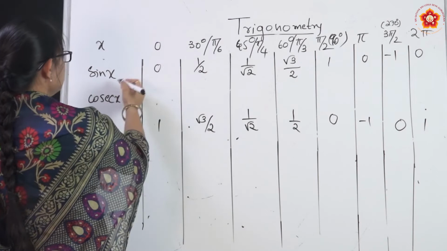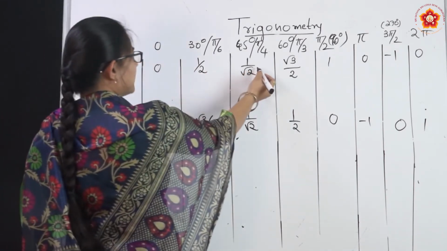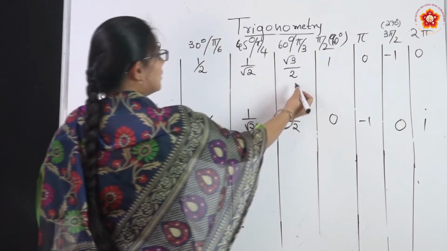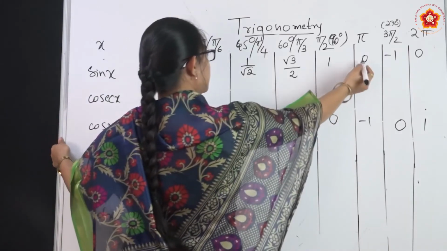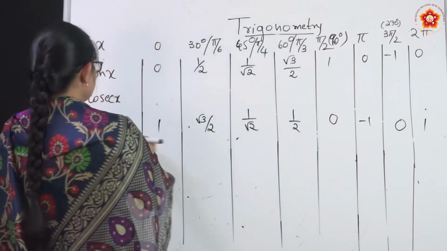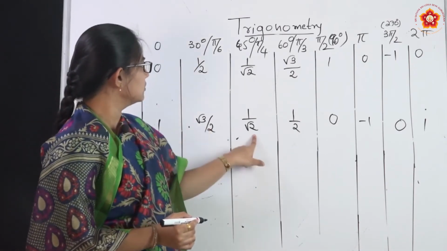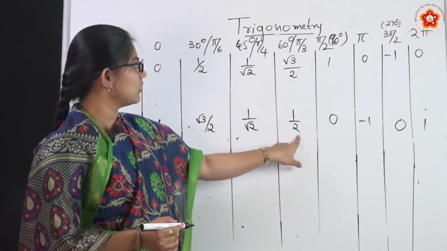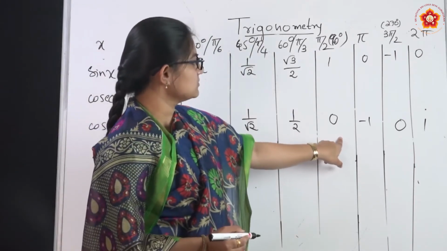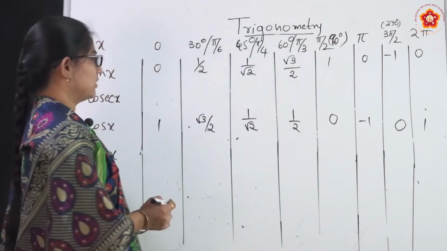So we have sin 0 is 0, sin 30, that is sin pi by 6, is half, sin pi by 4 is 1 by root 2, sin pi by 3 is root 3 by 2, sin 90 is 1, sin pi and sin 2 pi is 0, and sin 3 pi by 2 is minus 1. Similarly, we have cos x: cos 0 is 1, cos 30 is root 3 by 2, cos pi by 4 is 1 by root 2, cos pi by 3 is half, cos 90 is 0, and cos pi is minus 1, cos 3 pi by 2 is 0, and cos 2 pi is 1.